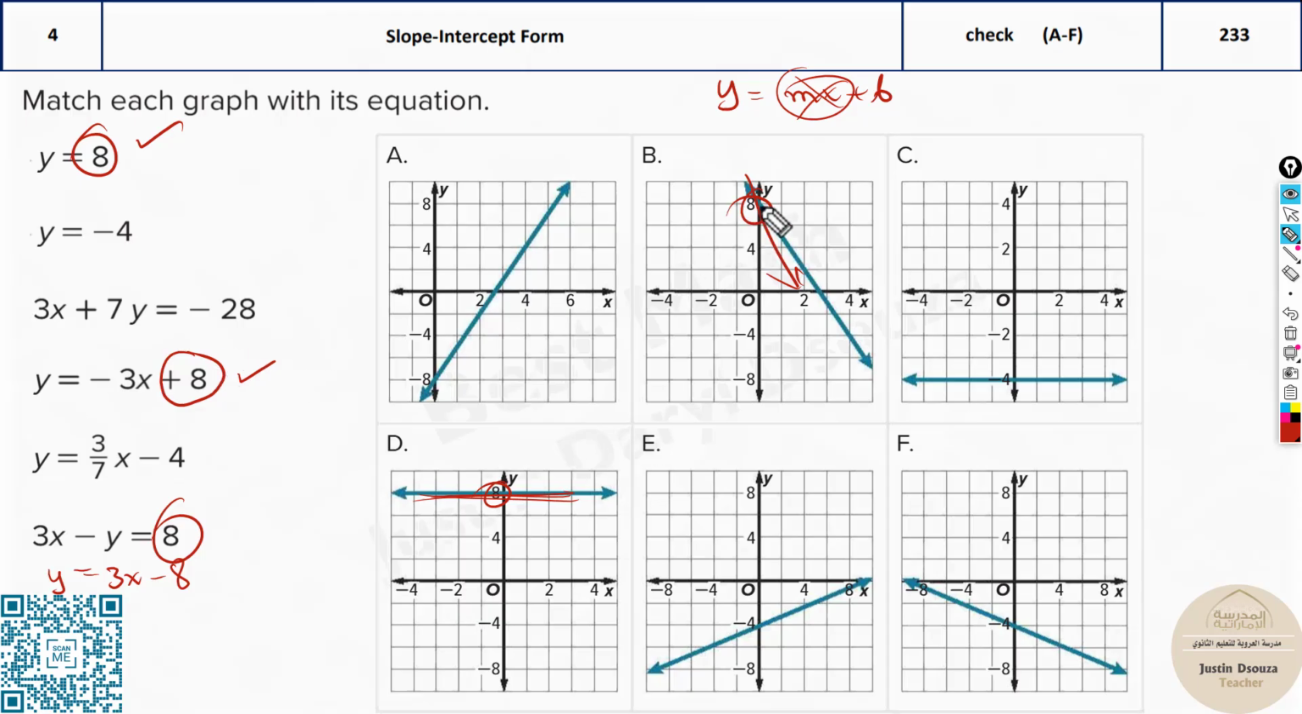Looking at the y-intercepts, we can easily tell this equation is going downwards. So B is your correct answer. Whereas the first equation is a flat line, so there is no x term. It should be only y is equal to b, that is 8. So this is the equation for the flat line. Now then, what about the others?